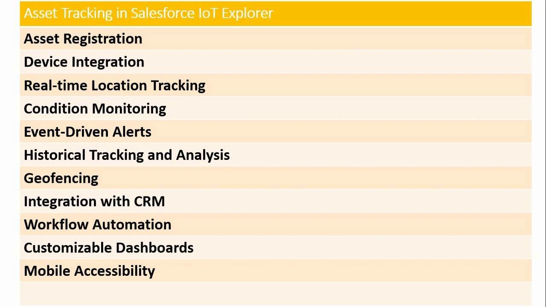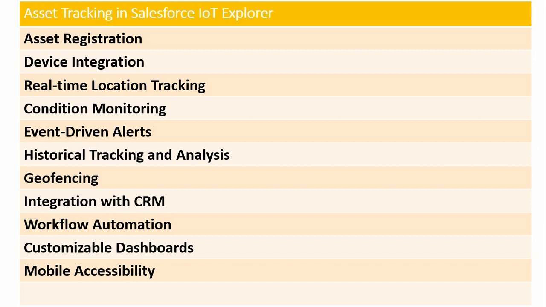Historical tracking and analysis. Overview. Storing historical data for analysis and reporting. Details. Asset tracking includes the storage of historical data, enabling organizations to analyze trends over time, conduct root cause analysis, and make informed decisions based on past performance.